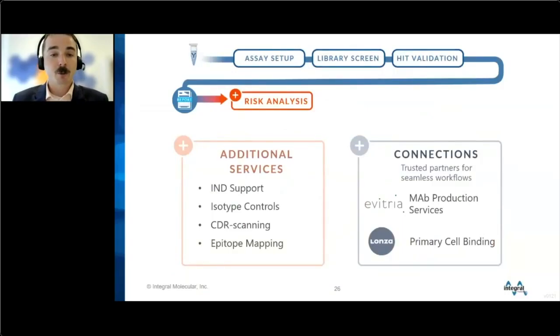Importantly, we have many other services within our company that can help support your drug discovery programs or specificity testing. We have significant IND support within our platform. We can include many different controls, including isotype controls or monospecific, monovalent arms. We have CDR scanning as well as epitope mapping services included in our platform. We are the discoverers of the lipoparticles technology, as well as we have many other platforms and teams within our company that can help support your programs. Externally, we have many connections that can help with production services and even primary cell binding as an off-target risk analysis following an MPA product.